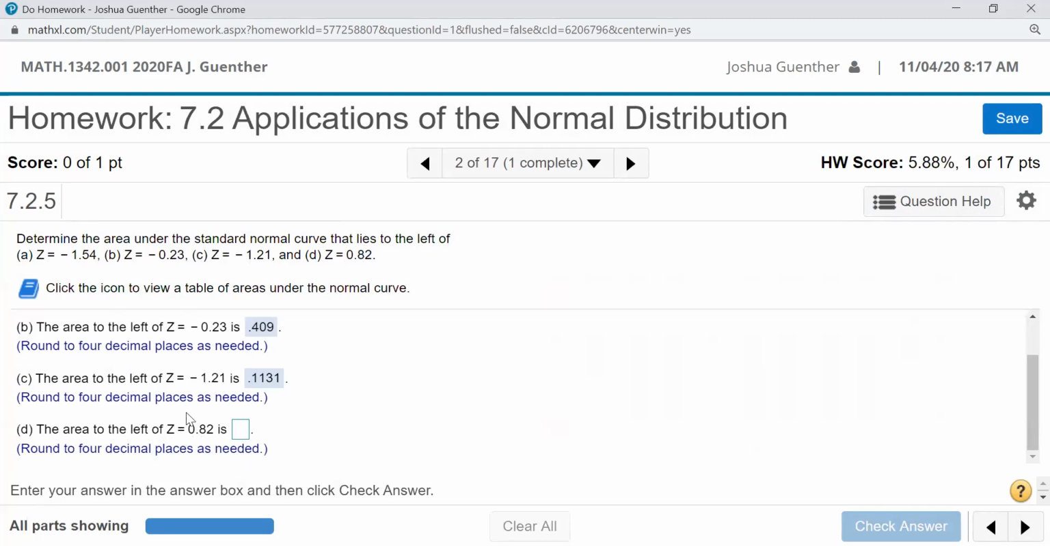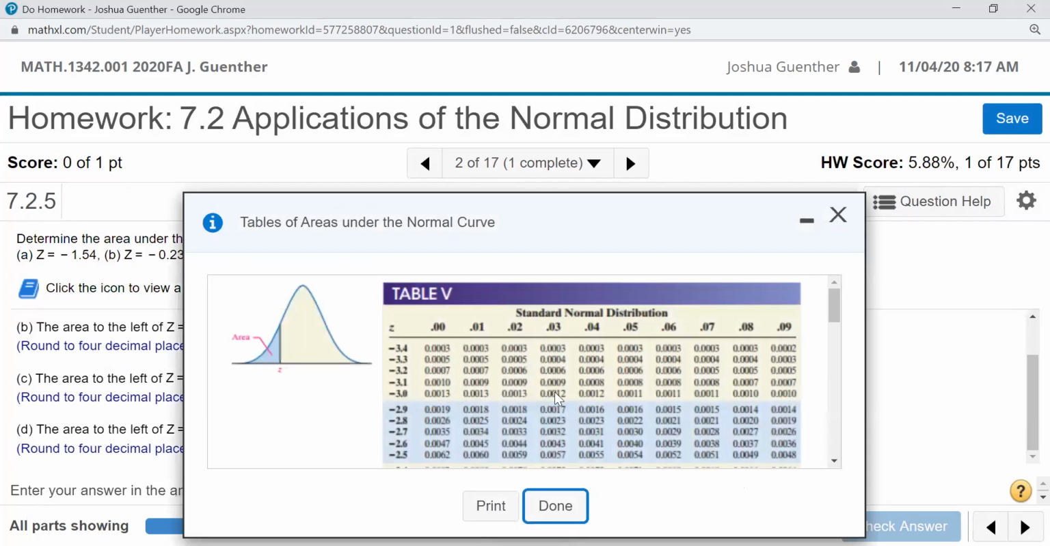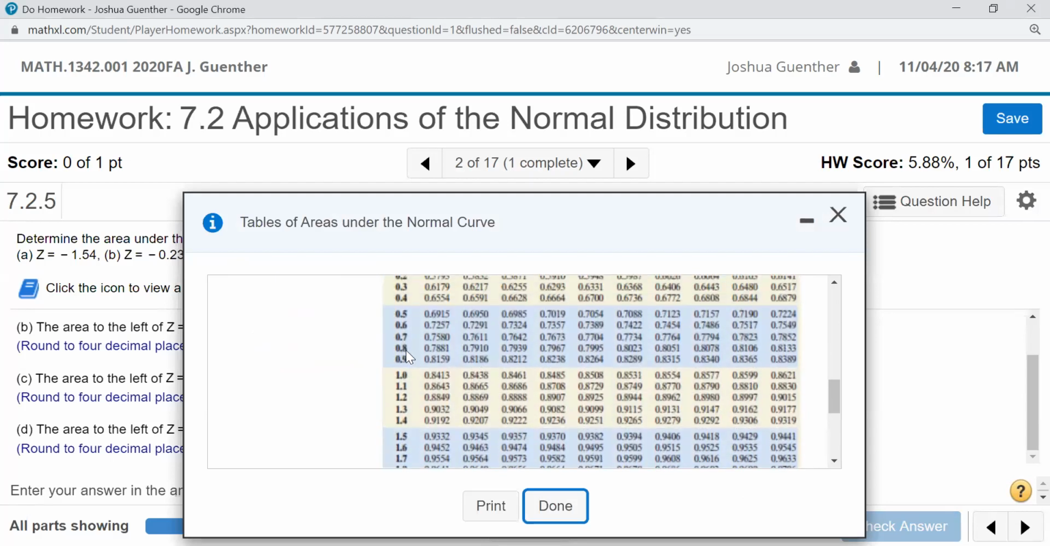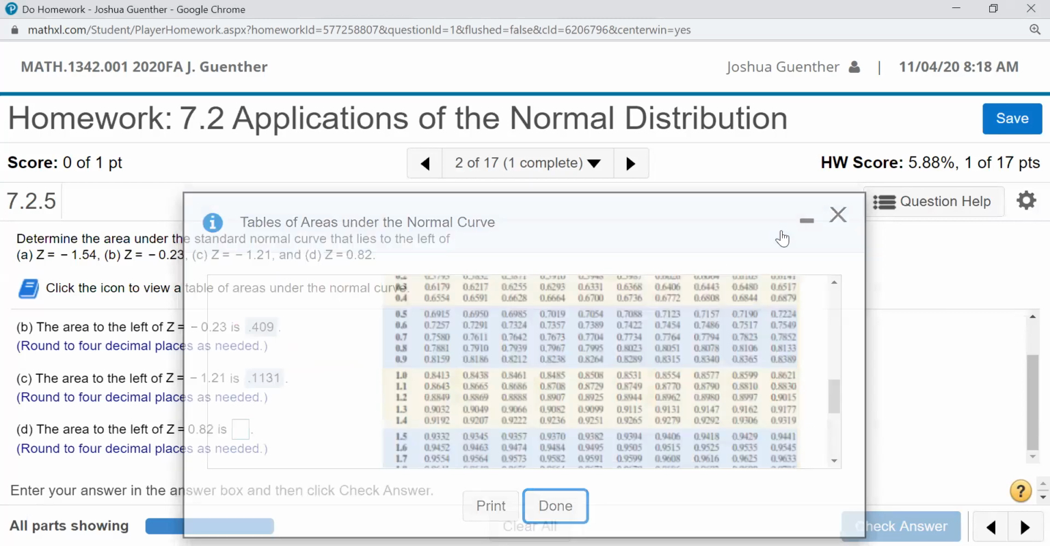Finally, we want the area to the left of z equals 0.82. So now we got to go find positive z-scores down here. 0.82, that's 0.80, 0.81. Here it is. The probability of being to the left of 0.82, a z-score, is 0.7939.